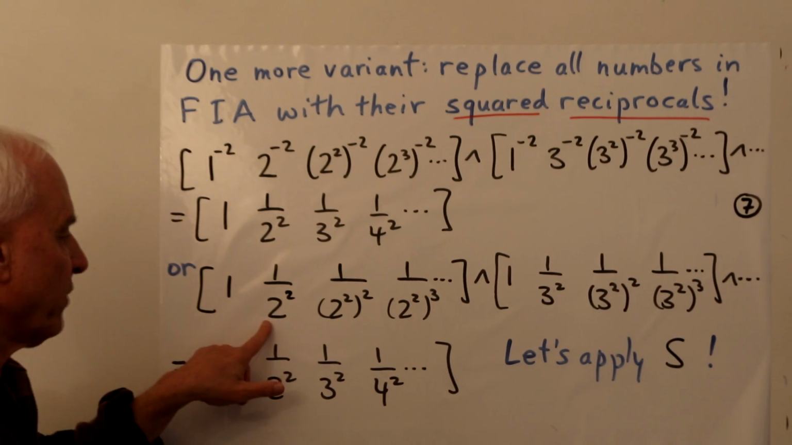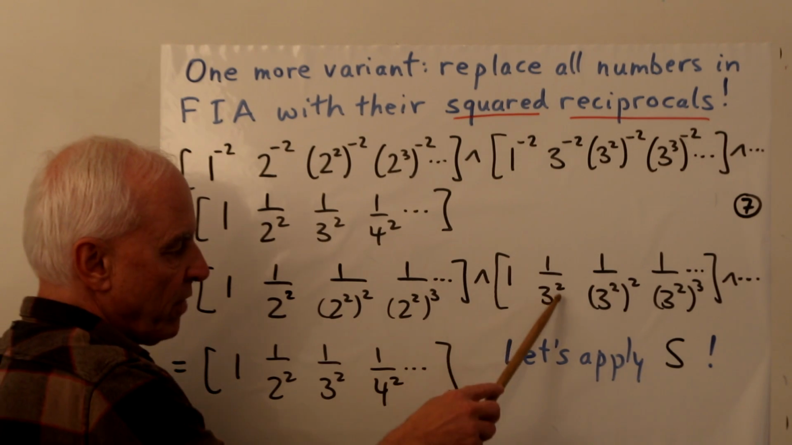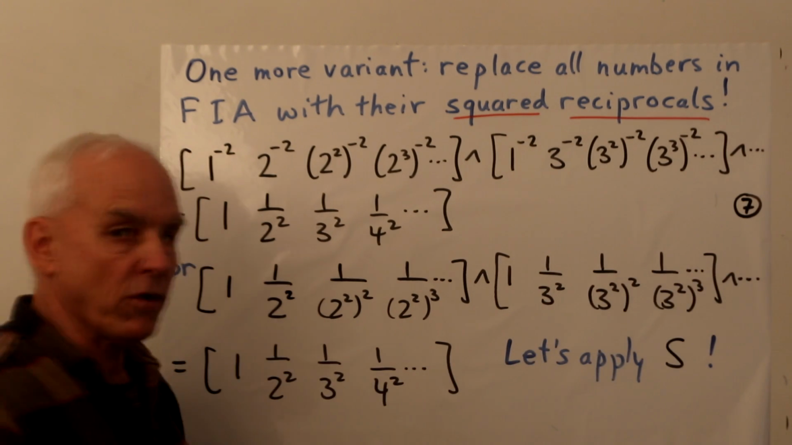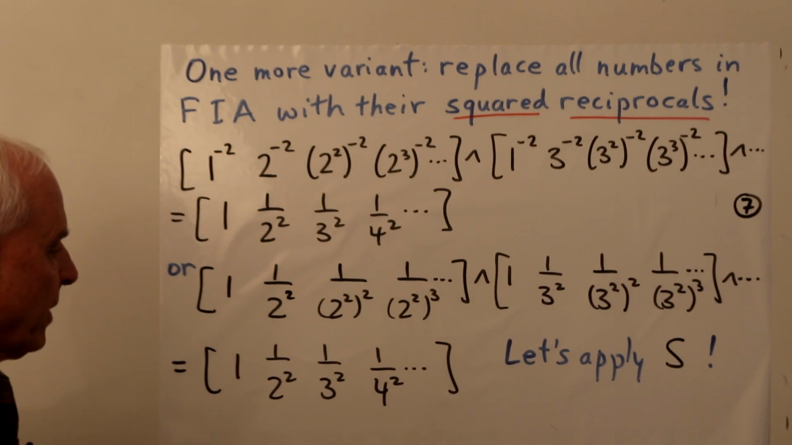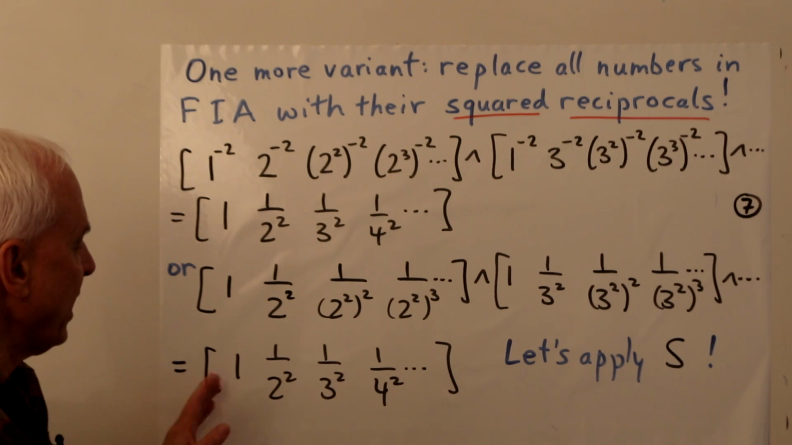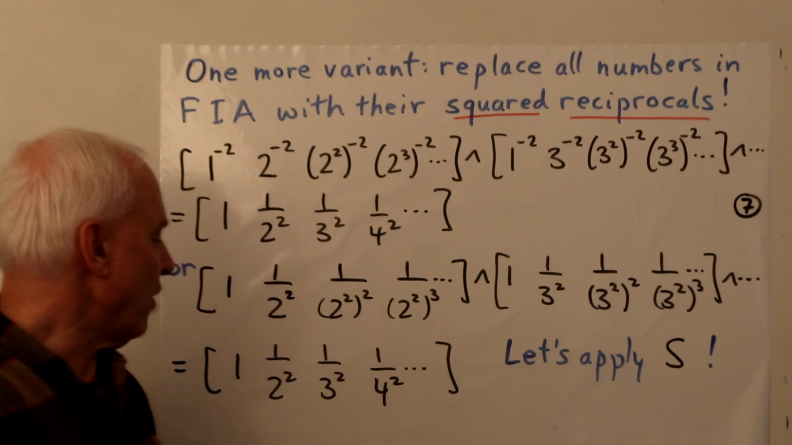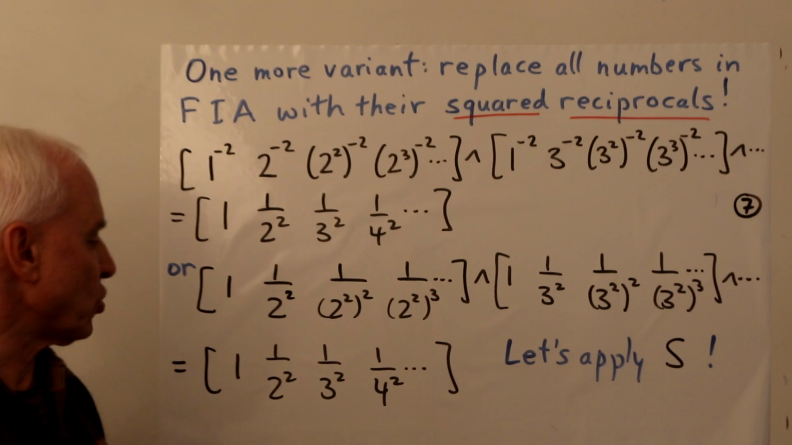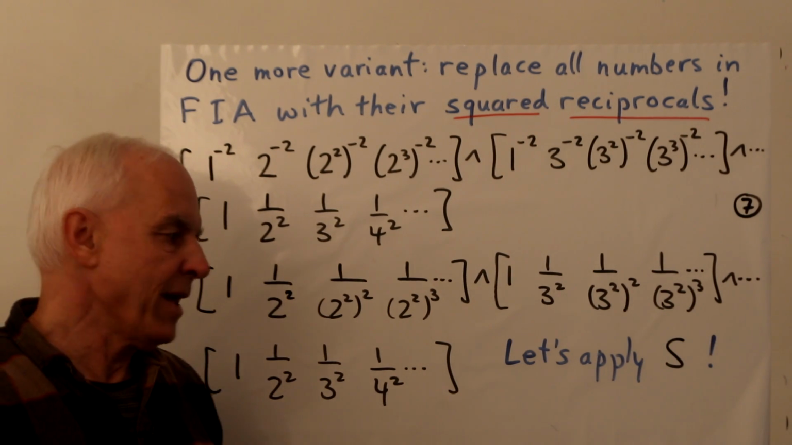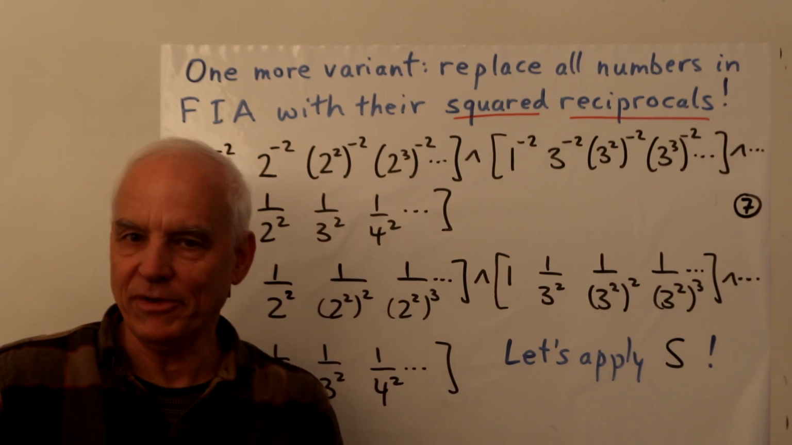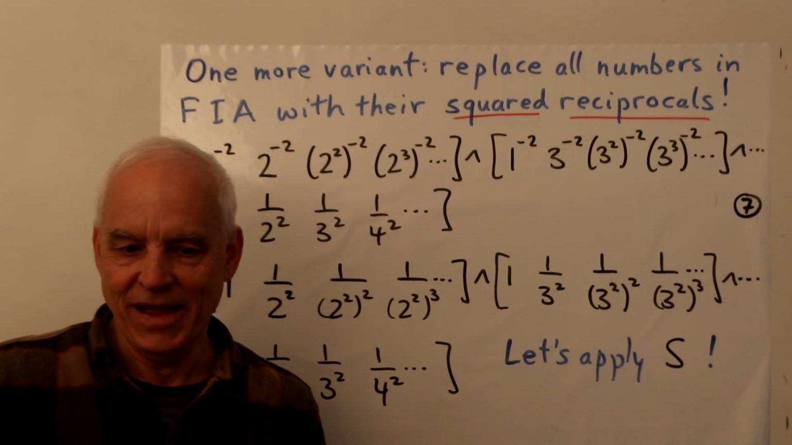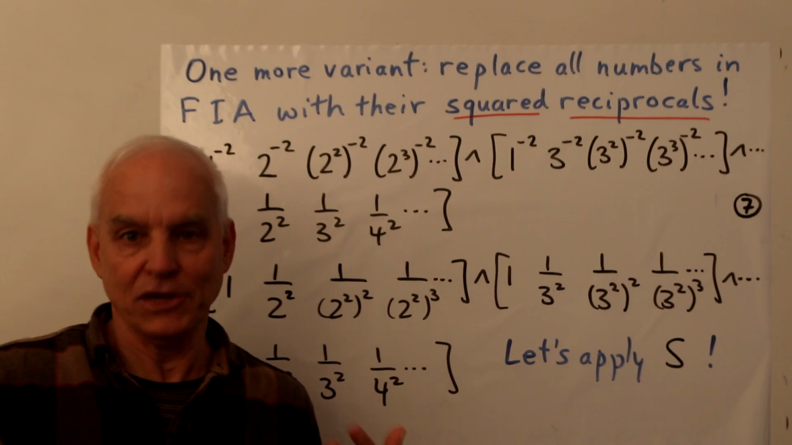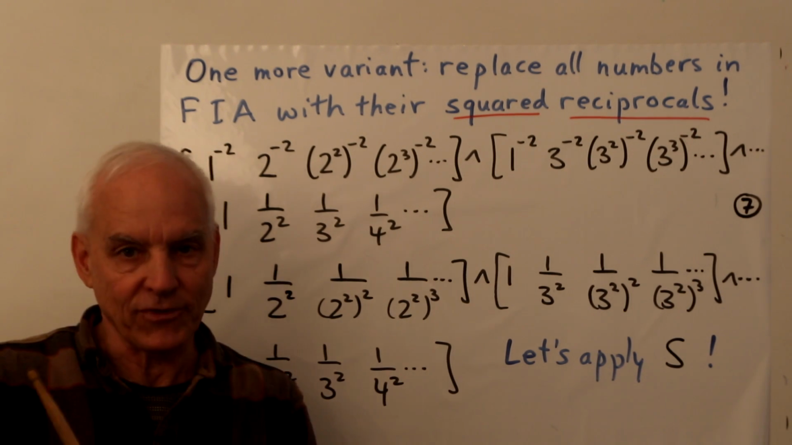Here the ratio is 1 over 2 squared. Here the ratio is 1 over 3 squared. The next one, ratio 1 over 5 squared, etc. And on the right-hand side, the set of reciprocals of squares of natural numbers. Now let's see what happens when we apply S. And suddenly something really interesting comes into focus.